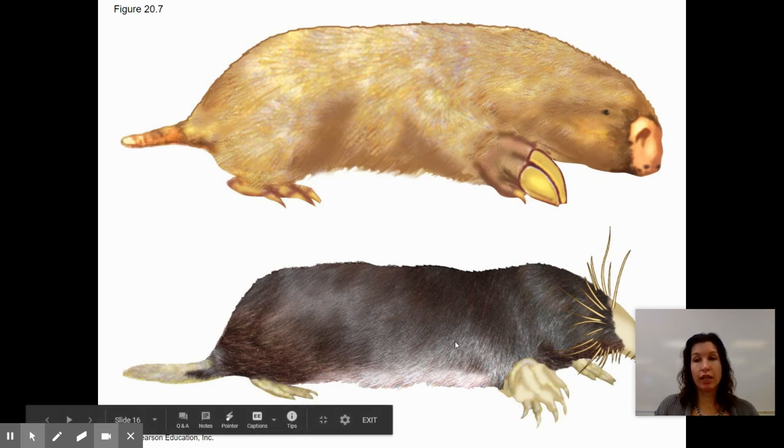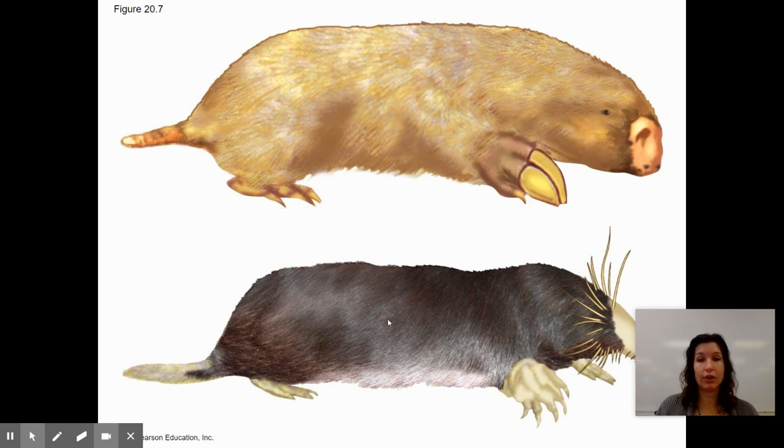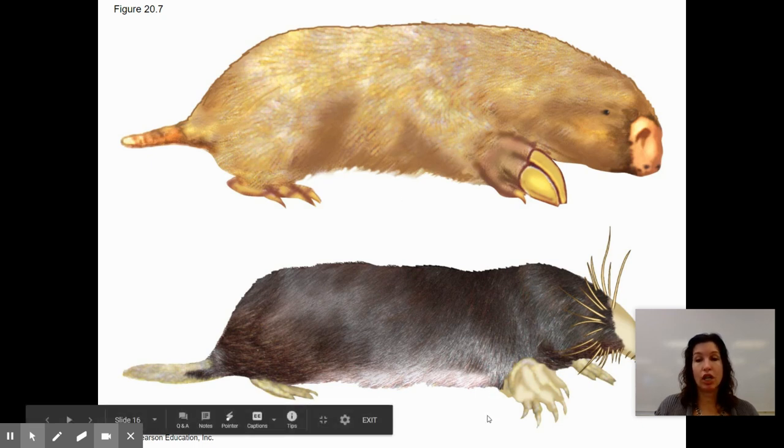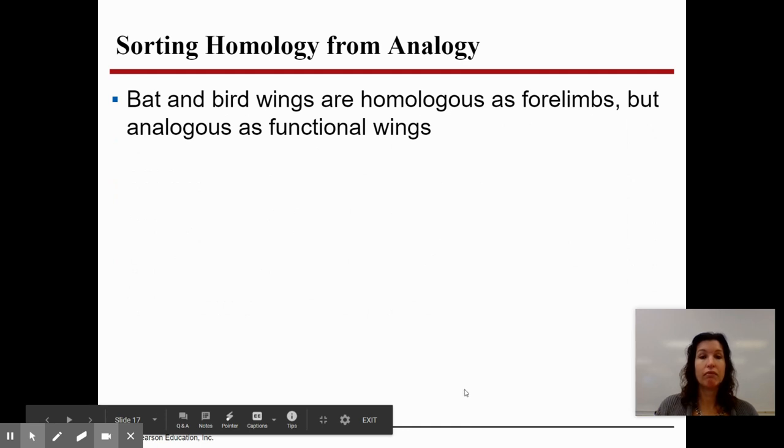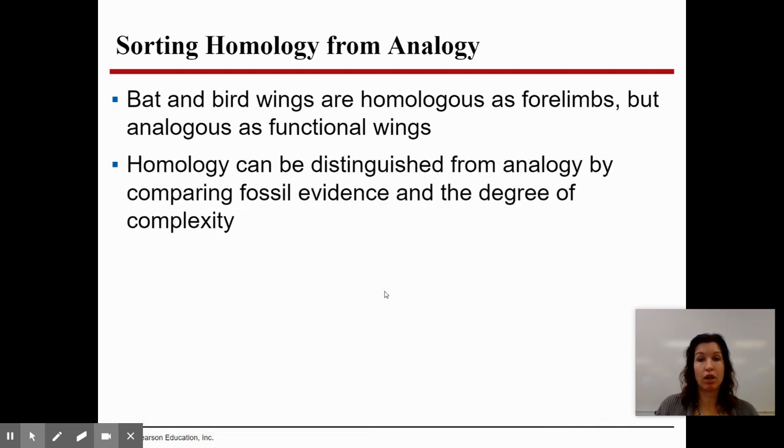So these two organisms both are underground, right? They both burrow. So you can see they share these claws here that are useful for digging. Their noses are big, but they are not closely related. They just share similar structures due to the environment that they live in. So bat and bird wings, again, are homologous as forelimbs, so they share the same structure.